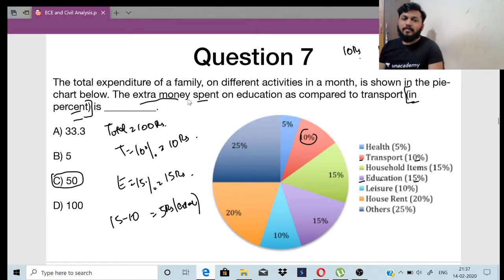Right? The extra money spent. They are not asking the total money. The extra money spent on education as compared to transport in percentage. So they are spending 50% of extra money. ट्रांसपोर्ट जो है वो 10 रुपए का है, 5 रुपए एक्स्ट्रा, तो ट्रांसपोर्ट का 50% ज्यादा. क्लियर? Shall we move on to the next one now?